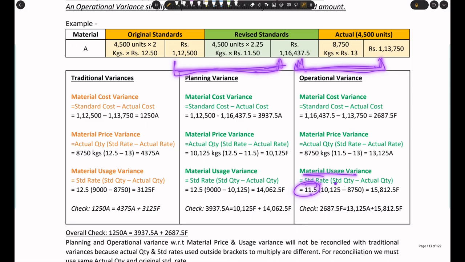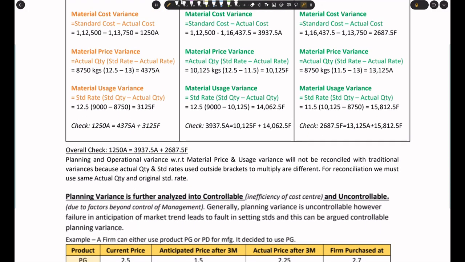So the material usage variance: the standard rate is the revised standard rate 11.5, into standard quantity 4,500 into 2.25, that comes to 10,125, minus actual quantity, 8,750. This is just for verification purposes, you can check it. Overall check, this simply gives 1,250 adverse.